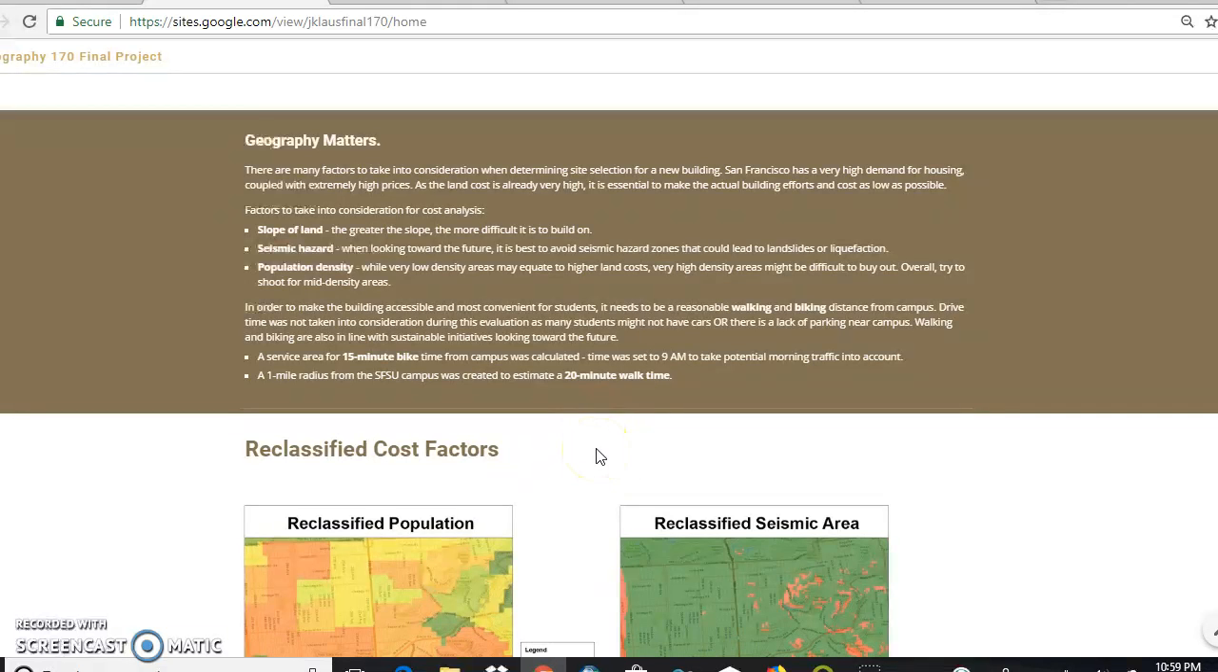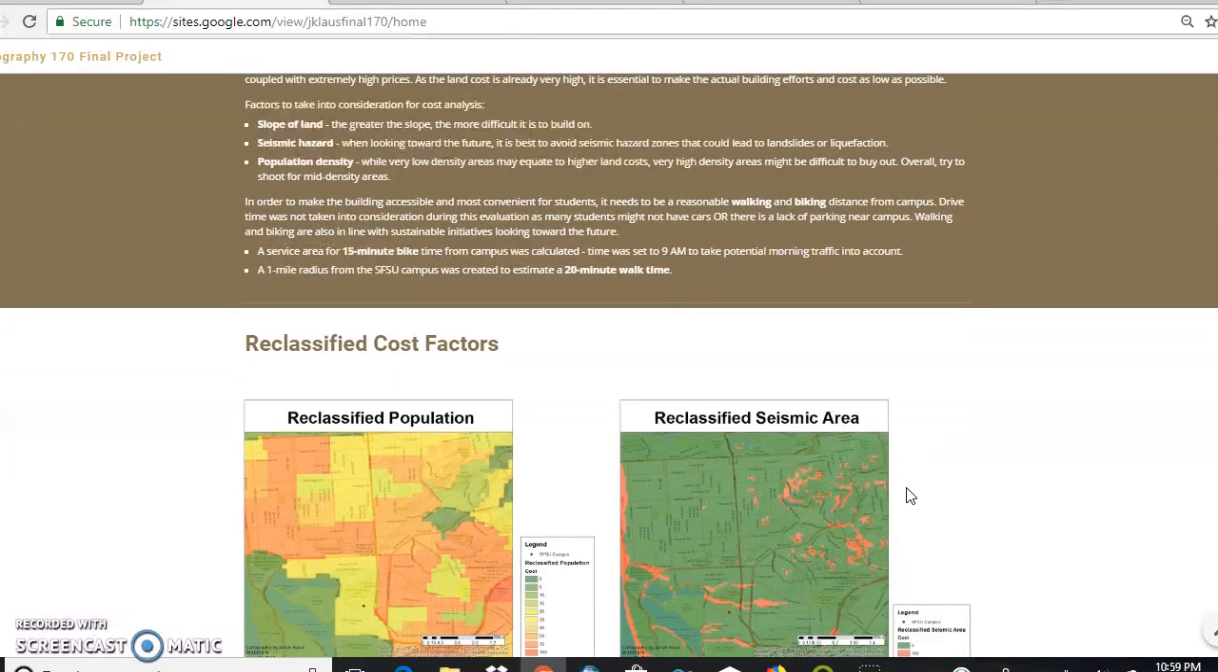For my factors, I chose slope of the land, as in the greater the slope, the more difficult it is to build on. So anything above a 10% grade is probably pretty costly. You have to move a lot of land. In San Francisco, I feel like seismic hazard is very important to take into consideration. And then population density. Very low density could be super costly. High density is also very costly. So we're looking for somewhere moderate in there. I reclassified all of these, which I will show you in a second.